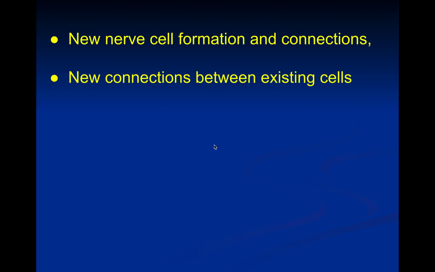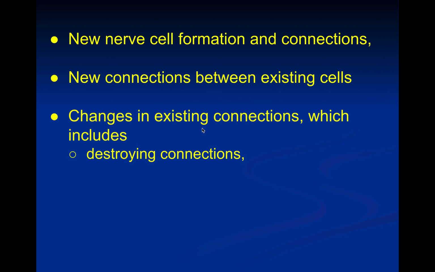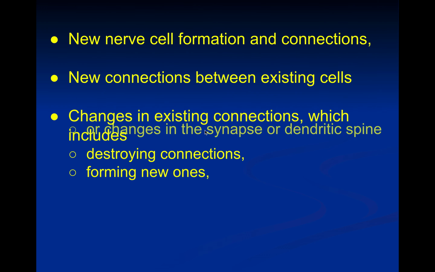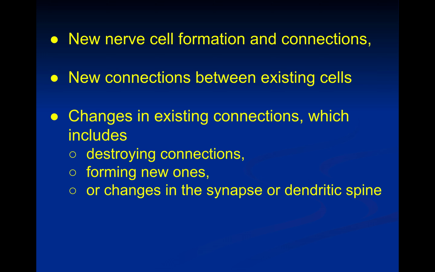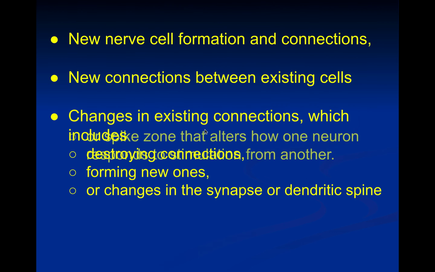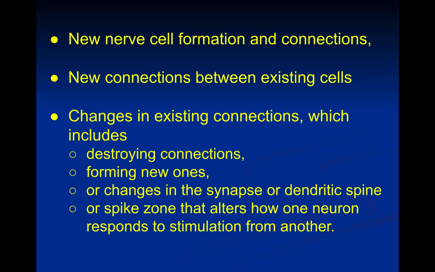More than new nerve cell formation, new nerve cells connect with old and new cells. So the connections are also part of neurogenesis. New connections continuously form between existing cells and new cells. The changes in the existing connections, which include destroying of old connections, development of new connections, or changes in the synapse or dendritic spine, are all part of neurogenesis. A spike zone is a particular part of the nerve cell which can alter when one neuron responds to stimulation from another. That is also a significant aspect of the neuronal change that is continuously happening. Interested people can read more about it.